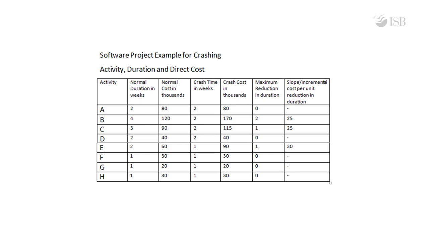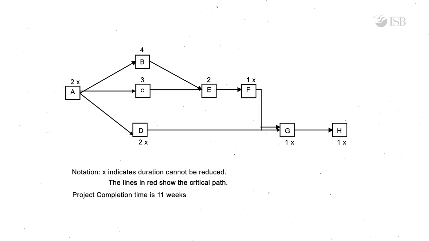Let's now consider the same software project example that we used for drawing the network and calculated the early start and late start of each activity. The table shows the normal time and the associated normal direct cost, as well as the crash time and the associated crash cost. From this, we can calculate, as shown in the table, for each activity, the maximum possible reduction from the normal duration and the slope of the assumed linear relationship. Recall that with normal duration for each activity, the project completion time is 11 weeks. The critical path is shown in red in the diagram.